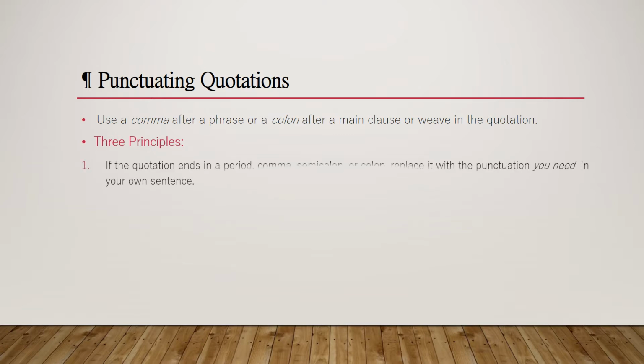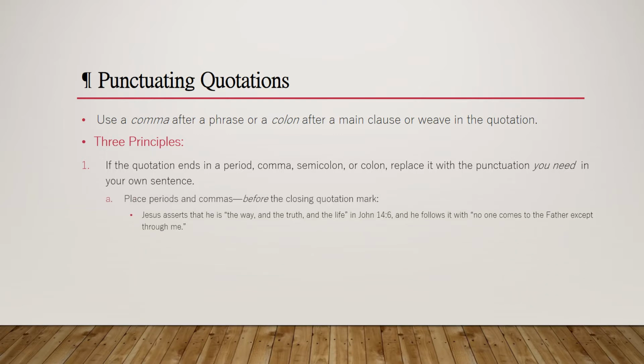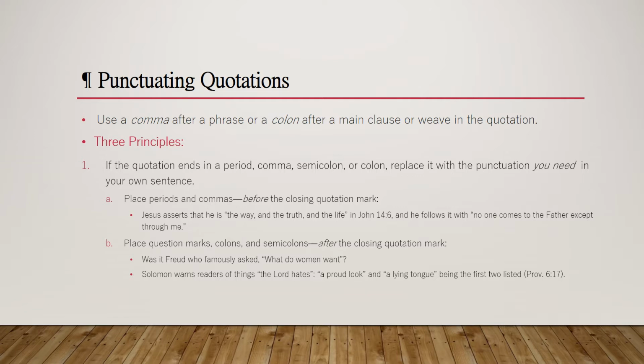First, if the quotation ends in a period, comma, semicolon, or colon, replace it with the punctuation you need in your own sentence. Don't forget that periods and commas are located before the quotation mark, as this example illustrates. Also, question marks, colons, and semicolons are located after the quotation mark, as these three examples show.